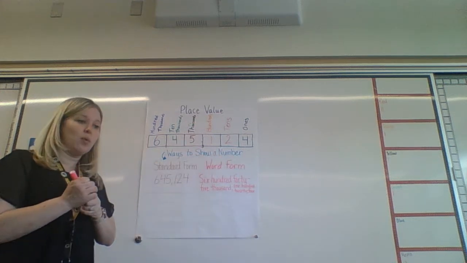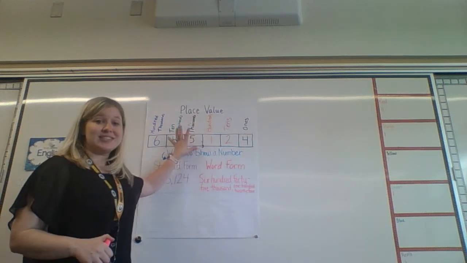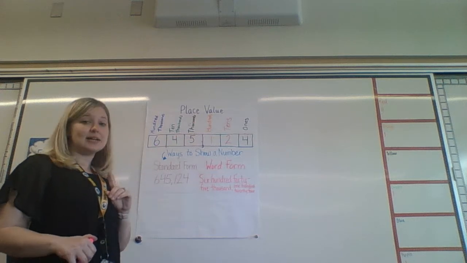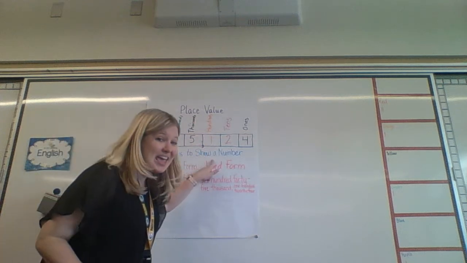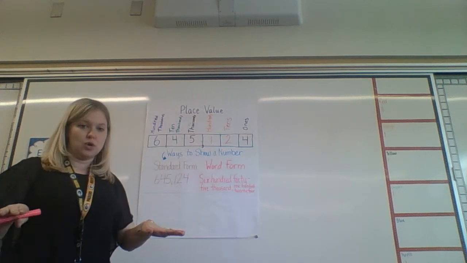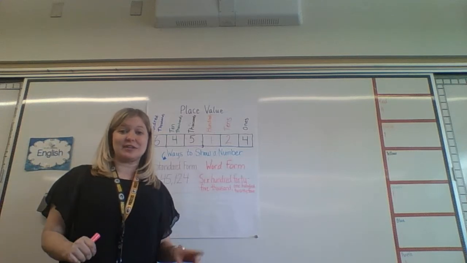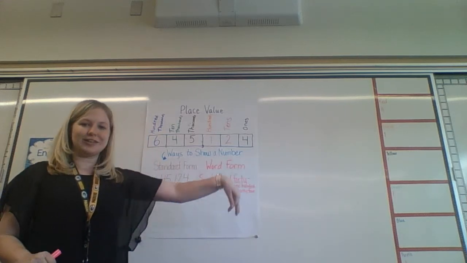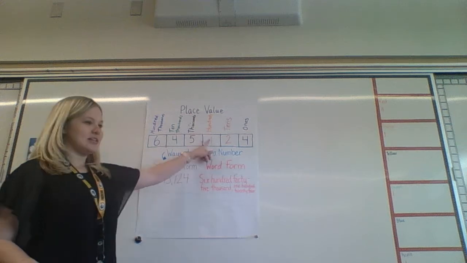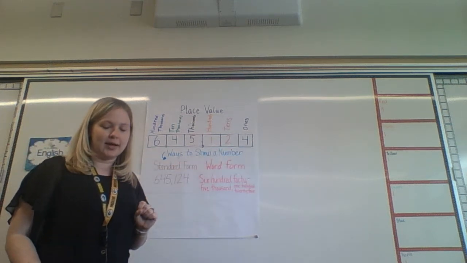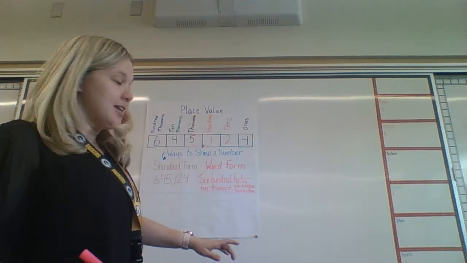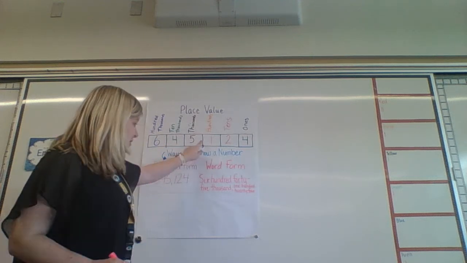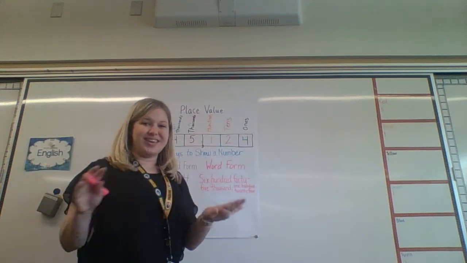645,124. I want you to notice, I never once said the word and. I did not say 645,000 and 124. No. We only use the word and if there's a decimal, which we're going to go into later on in 4th grade. But there's not a decimal right now, so you don't worry about that. So you just say 645,124. No ands in there at all.